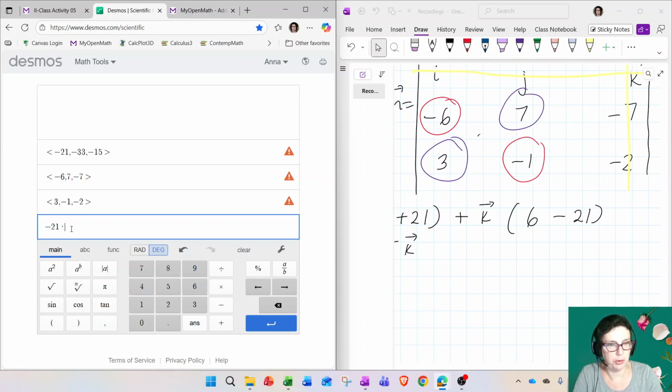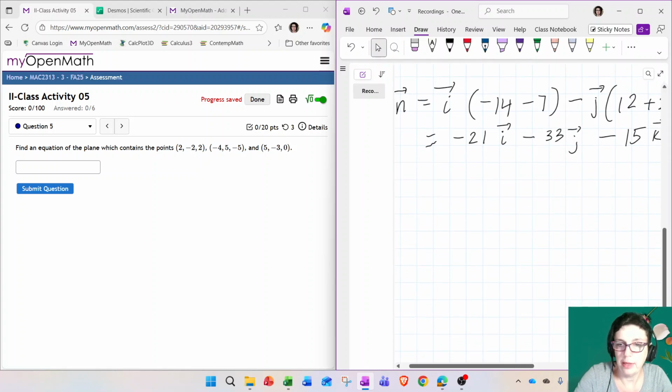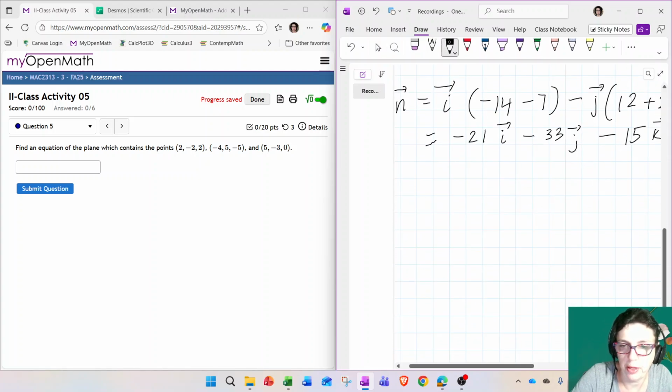Okay, so let's do the verification. So first we're going to multiply by the first vector, and this is the dot product. Hopefully you already know how to do that. Okay, so that's 0, and then we're going to do exact same thing with the second vector. Okay, so that's also 0. So that tells us that we found the cross product correctly. And then now what remains is just simplify the equation.